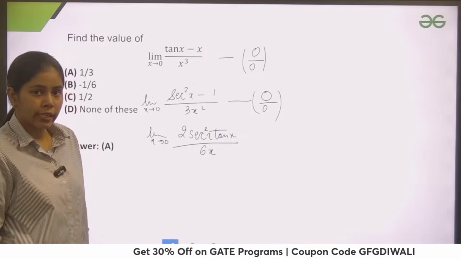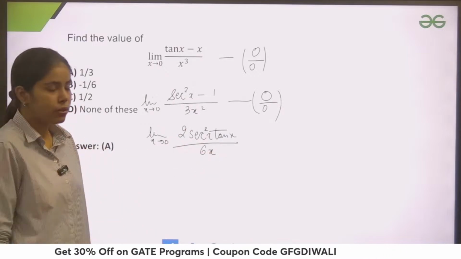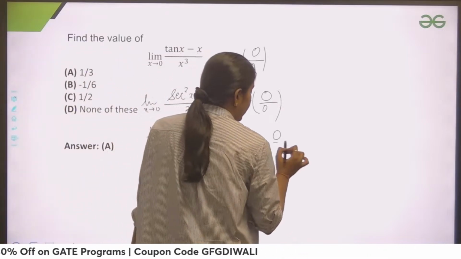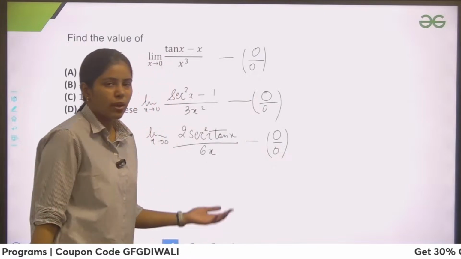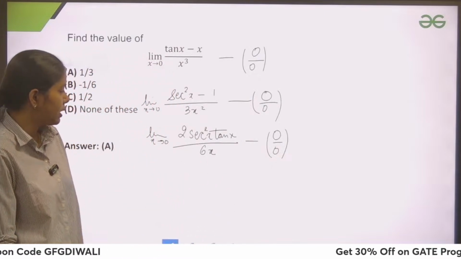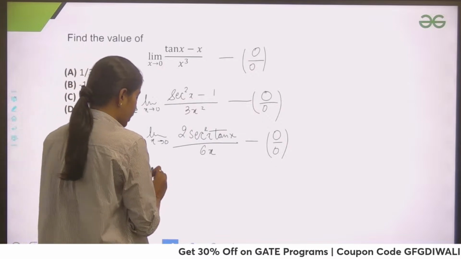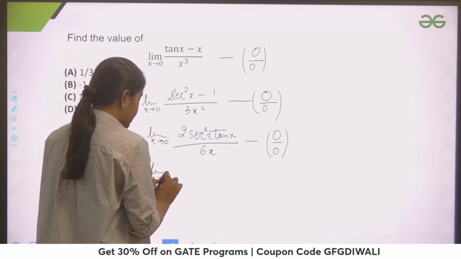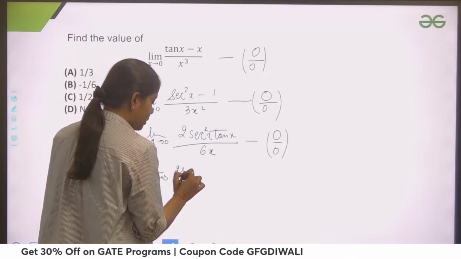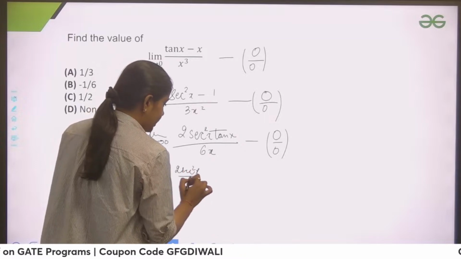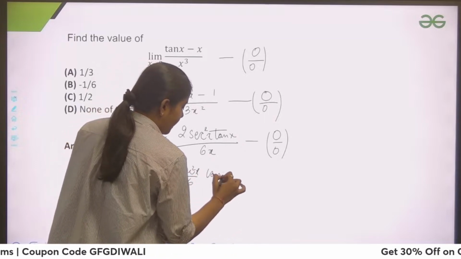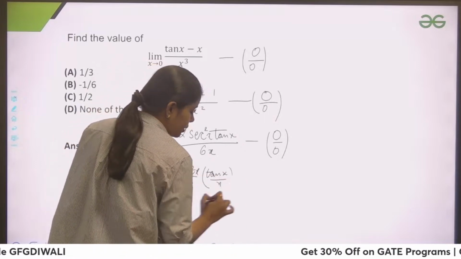Now you would say that, ma'am, again I am getting 0 by 0 form. So guys, you can again apply L'Hopital rule. But because I know that differentiation gets really lengthy if I apply L'Hopital rule, instead of that, what I'm doing here is writing limit x approaches 0, 2 sec square x by 6, tan x by x. Because these two terms are giving me 0 by 0 form.